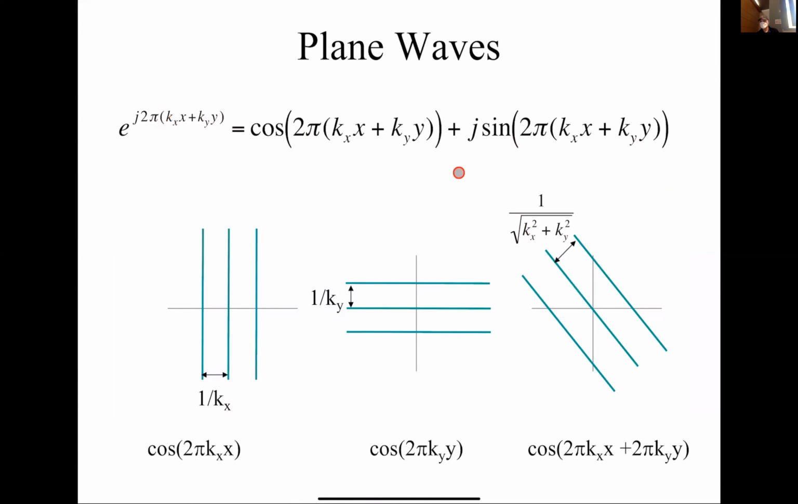Okay, so let's just look at this cosine term. Let's just forget about the sine term for now. Let's look at this cosine term. Let's say ky equals 0, right?